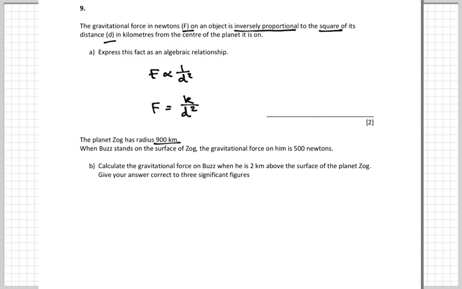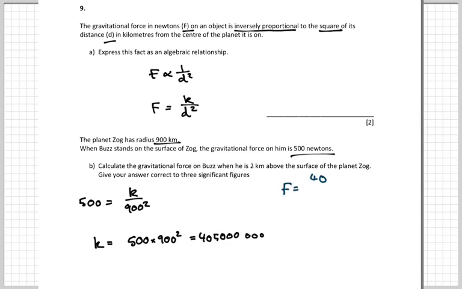In the second question, we are given some information, so we can substitute these values in to find k. We know that d is 900, and we know that f is 500. We substitute those values into the formula we've just written, giving us that k is 500 times 900 squared, which is, I think, 405 million. Nice. So what I'll do now is rewrite my formula with k in as 405 million.